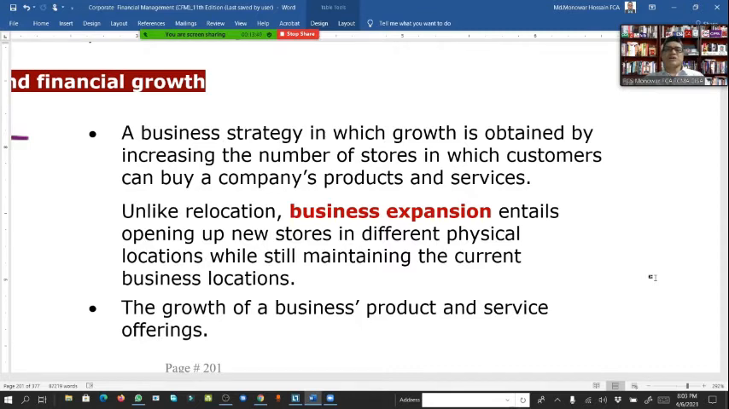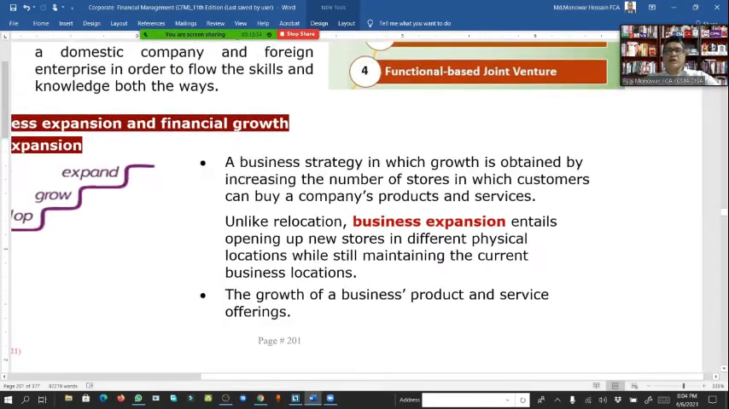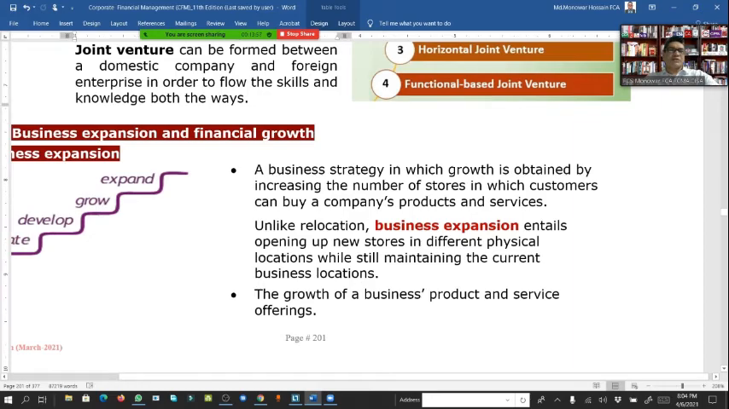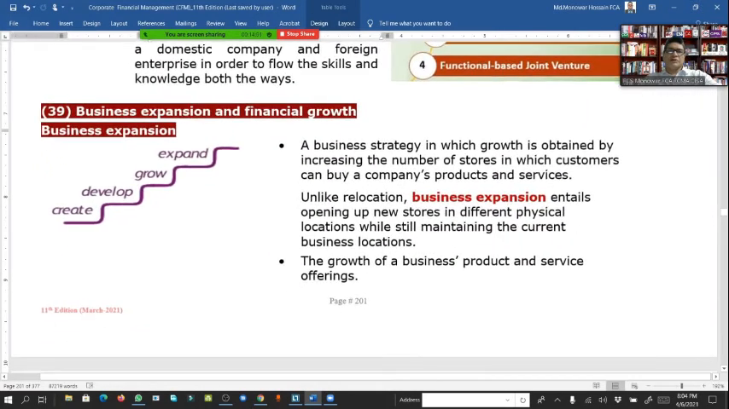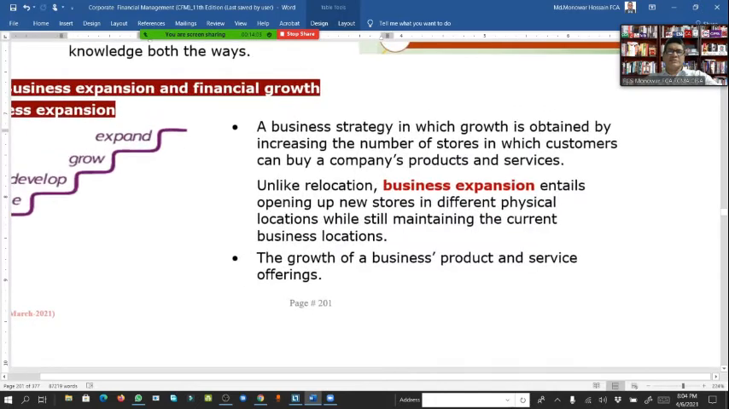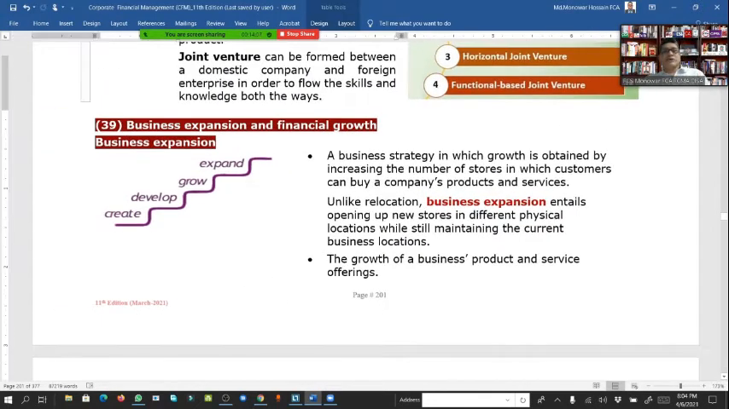Unlike relocation, business expansion entities open a new store or different physical location while still maintaining the current business location. But nowadays, with the COVID situation, e-commerce and e-business are growing in our country, not only in Bangladesh but worldwide. So it's also an expansion of business strategy.